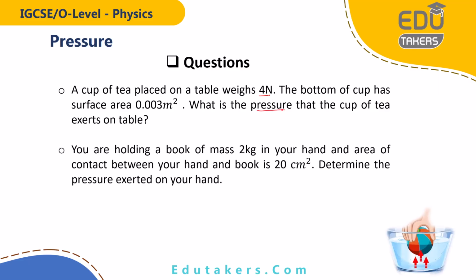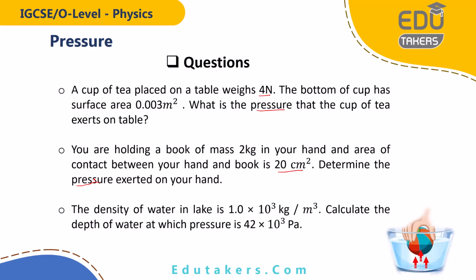You are holding a book of mass 2 kg in your hand and the area of contact between your hand and the book is 20 cm square. Here the mass and the area is given. Determine the pressure exerted on your hand. You have to calculate the pressure exerted.